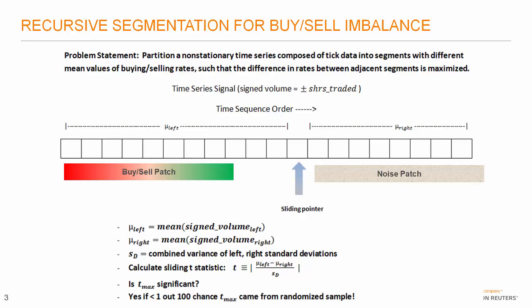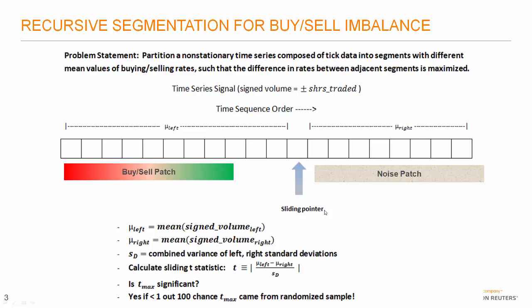Just to give you an idea of these variables, the mean of the buying and selling in aggregate to the left we call mu sub left, and to the right of the pointer, mu sub right. For every position of the sliding pointer, we calculate a t-statistic. This statistic is simply the absolute value of the difference in the means of the total signed volume to the left of the sliding pointer and to the right of the sliding pointer.